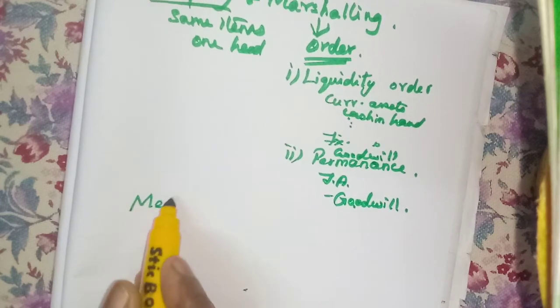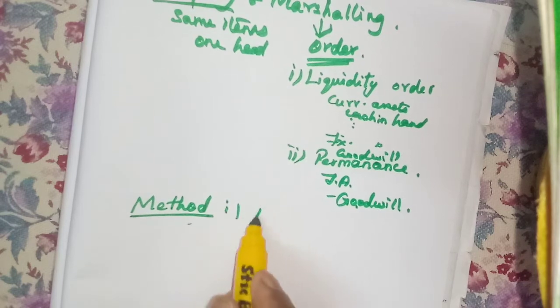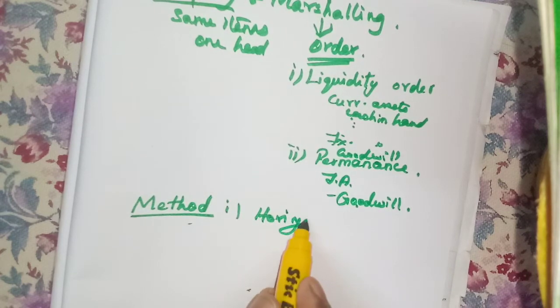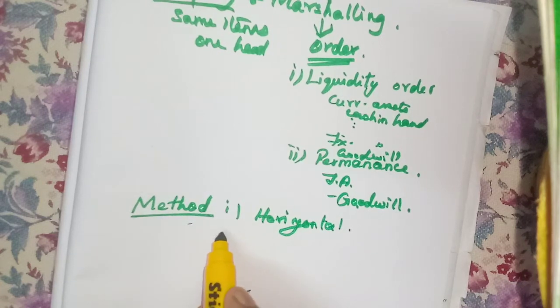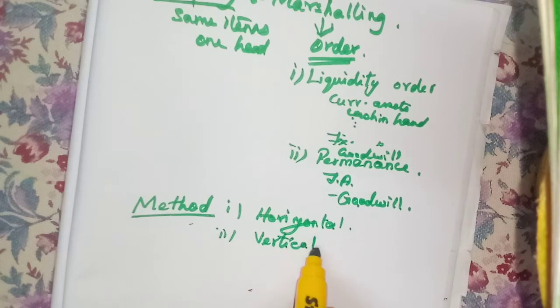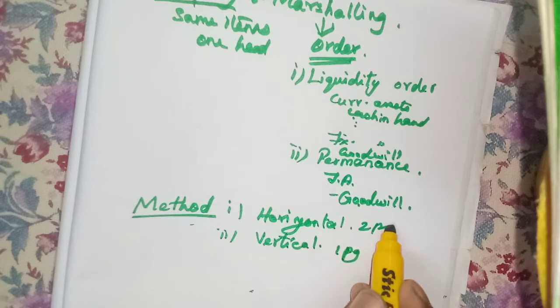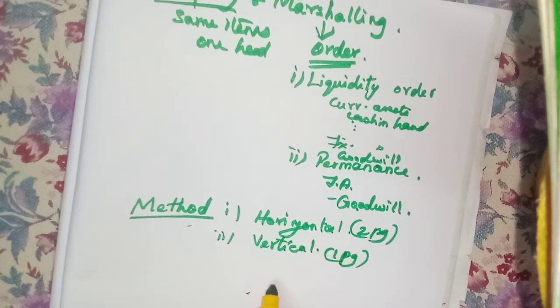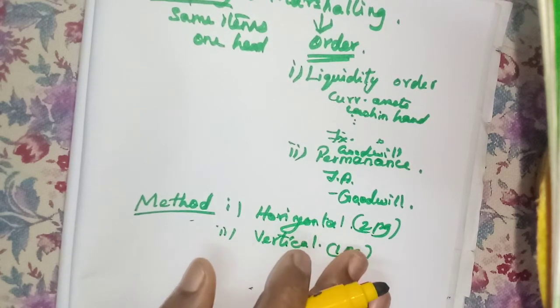Again, here there are two methods of preparing the balance sheet. One is the horizontal form, and the horizontal form only we are going to prepare. Another one is the vertical form. In the vertical form we use only one page, like a statement. Here we use two pages, isn't it? Here this horizontal form we are going to learn.